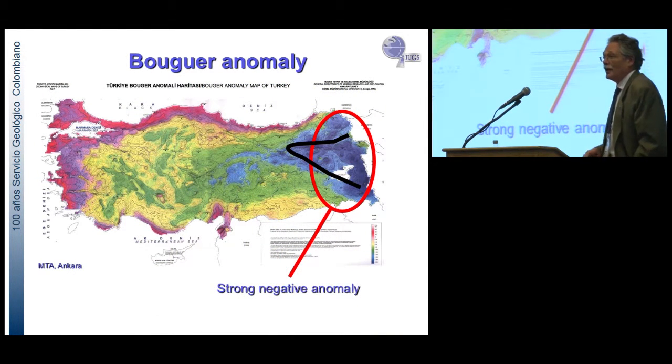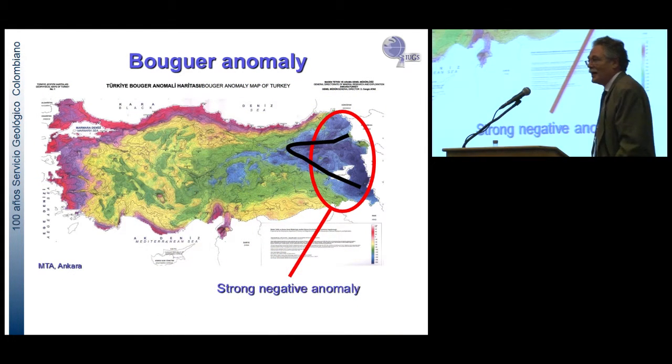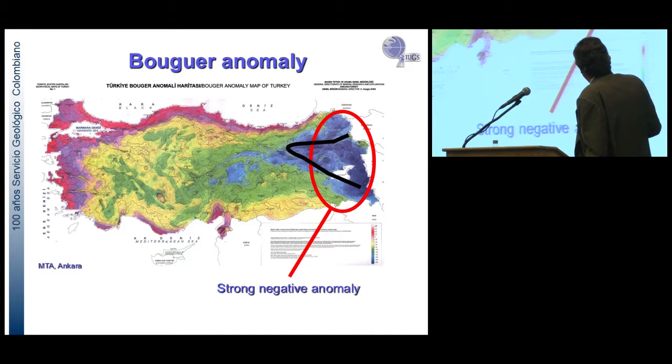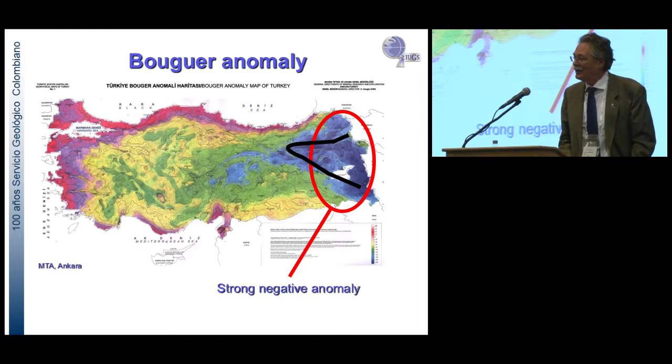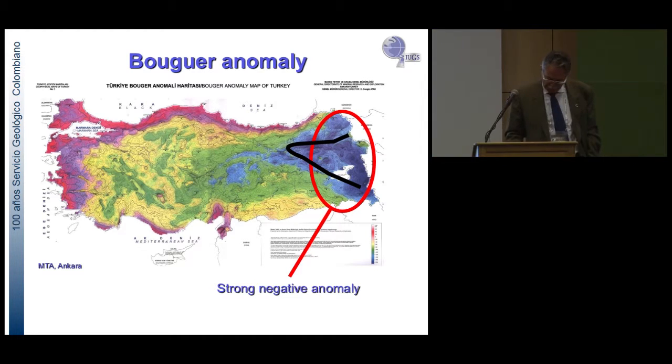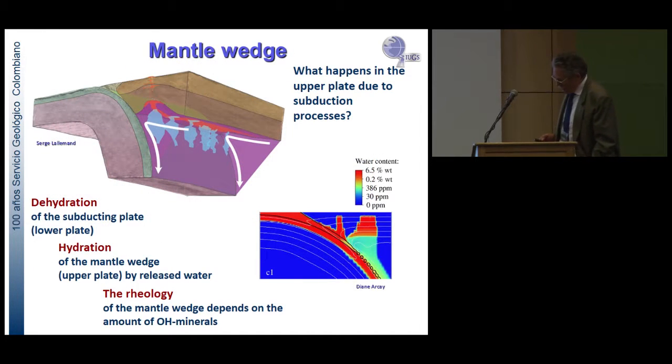If you look at the Bouguer anomaly, it's exactly the same. We have a strong negative anomaly. How does this fit with the missing lithospheric mantle? So that again gave us the backup to think again about metamorphic densities.